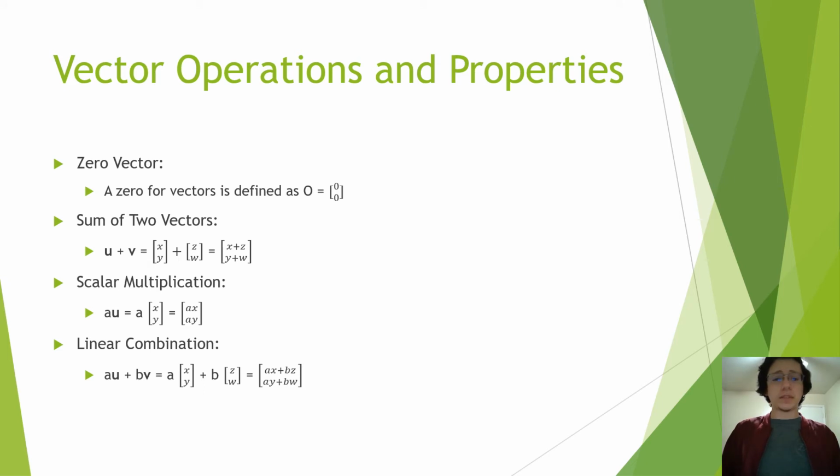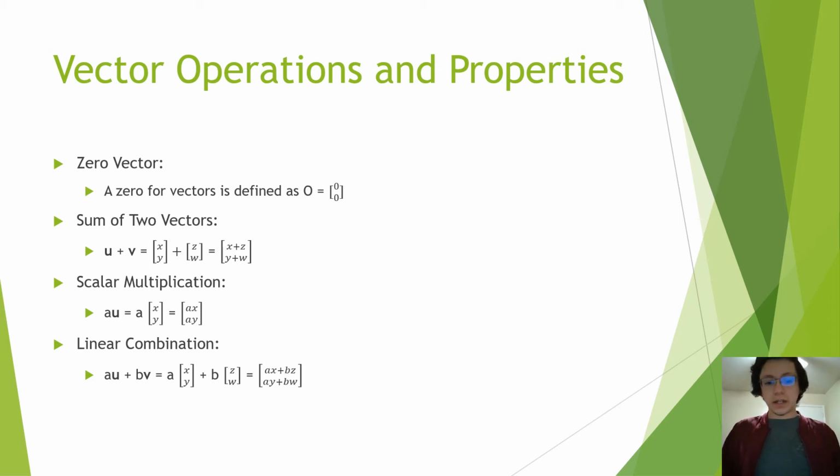It's the same thing with scalar multiplication, where you have some number a multiplying by u, and we distribute that to each of the values in the vector, where we have a times x over y, and it's equal to ax over ay, which is our new scaled vector based off of the number being multiplied, which is a.